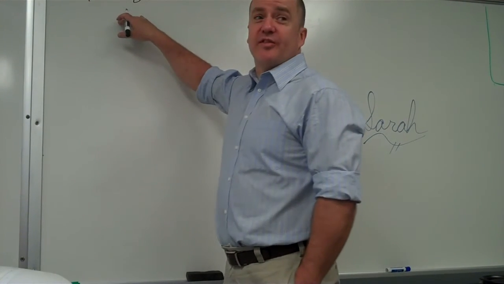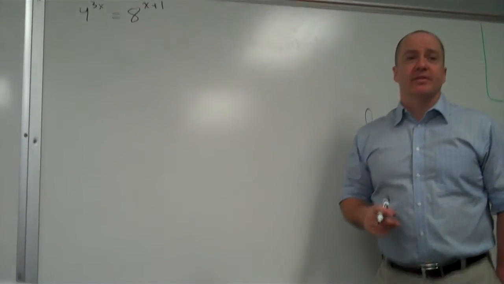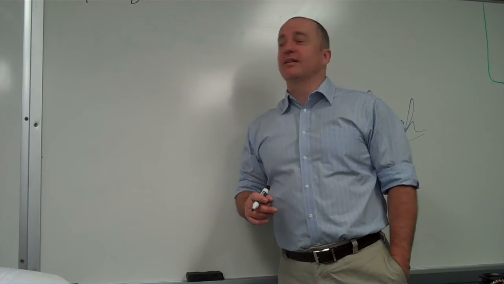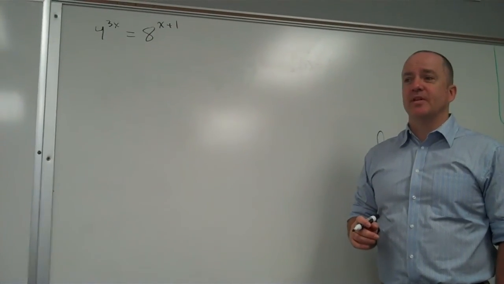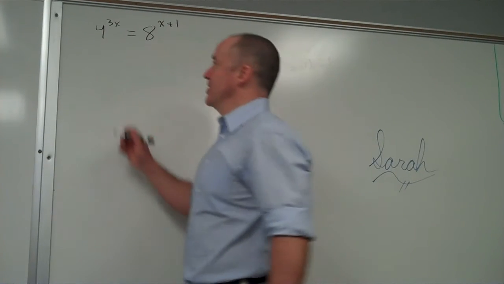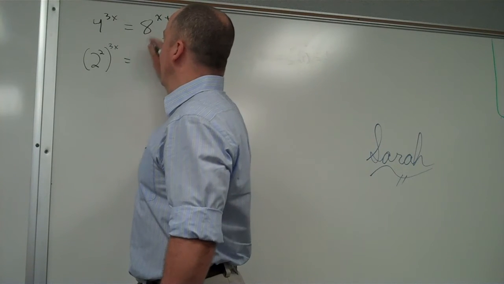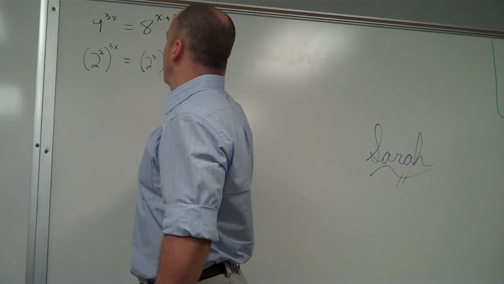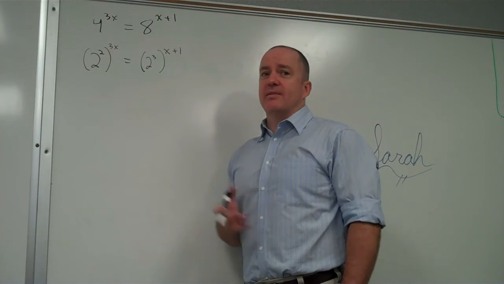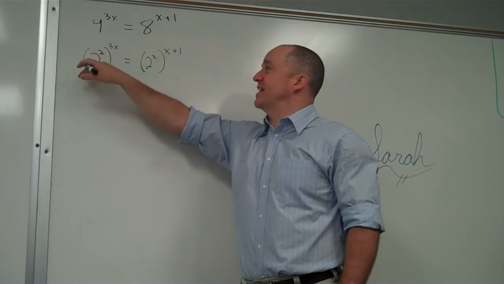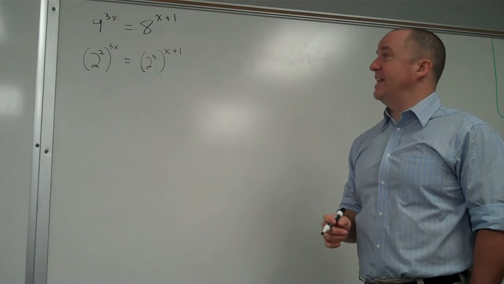If you're given an equation like this, the first thing you need to check for is if these are both powers of the same number. I'm sorry, the bases, the 4 and the 8. Can those both be expressed as powers of the same number? 2. These are both powers. 4 is 2 squared, which is then being raised to the 3x. And 8 is 2 cubed, which is then being raised to the x plus 1. Can these base numbers be rewritten as exponents with a common base? Okay, in this case they can, because 4 is 2 squared and 8 is 2 cubed.